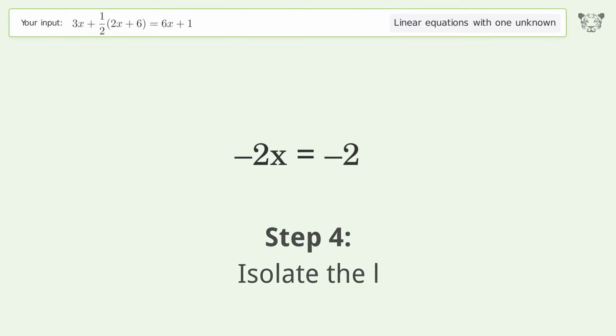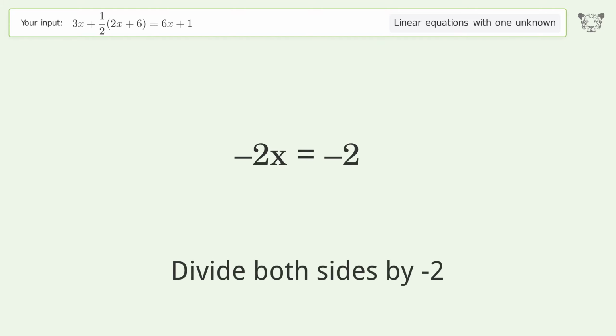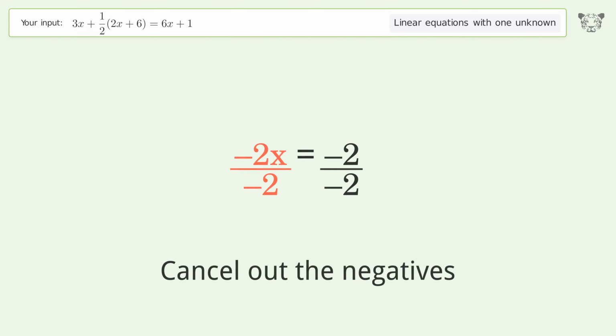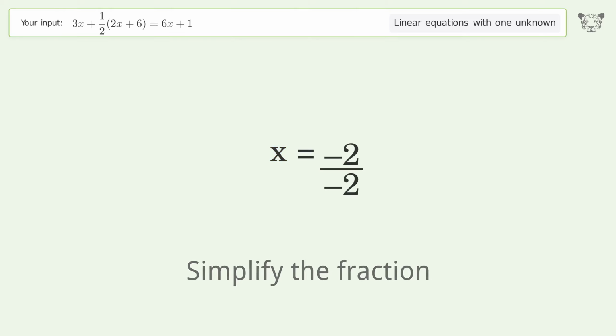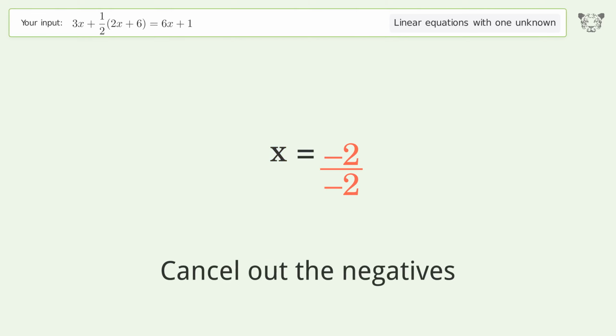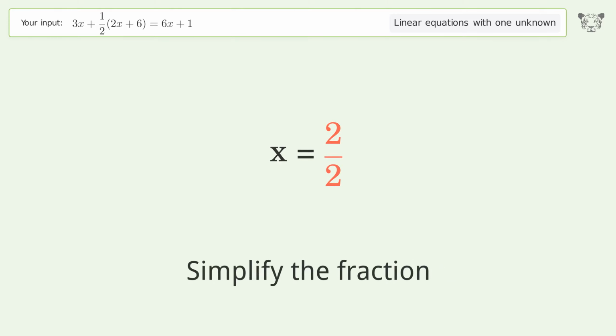Isolate the x. Divide both sides by -2. Cancel out the negatives. Simplify the fraction. Cancel out the negatives. Simplify the fraction.